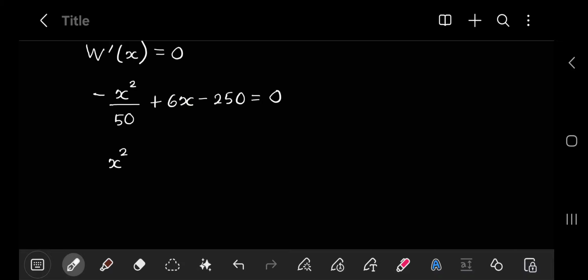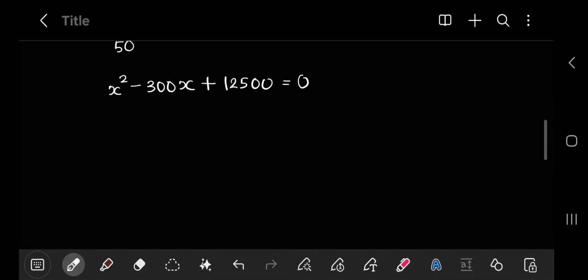Doing so, that is going to give us x² - 300x + 12,500 = 0. Now I know the values are a bit too big for you to factorize, so go ahead, use your quadratic formula. I'll leave that for you guys to do. I'm just going to give you the x values here. Once you use your quadratic formula, and remember, you would need to show a method, so please make sure you do that. You should have x equal to 250 or x equal to 50.